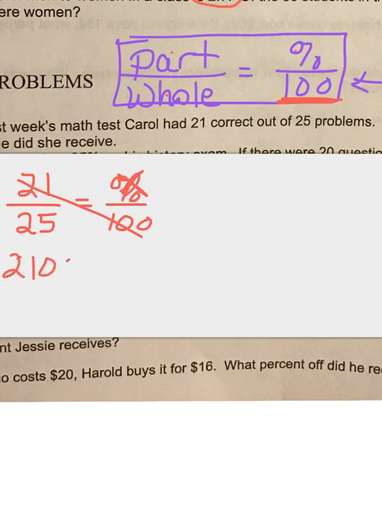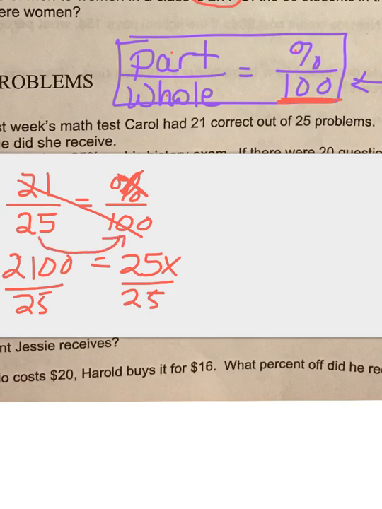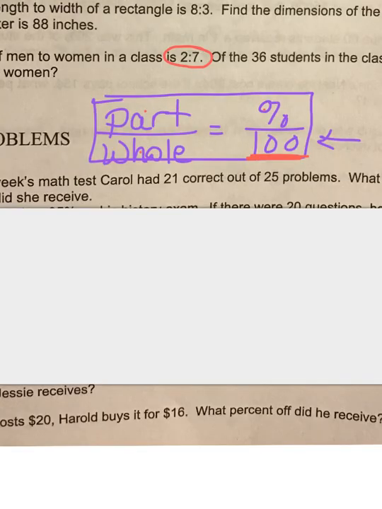2100 equals 25X. And then divide by that 25. And X would equal 85%. Okay, that's pretty easy numbers in these problems. You probably could have done that a little differently. I'm sorry, 84%. But that idea of cross multiply is there if you need it.